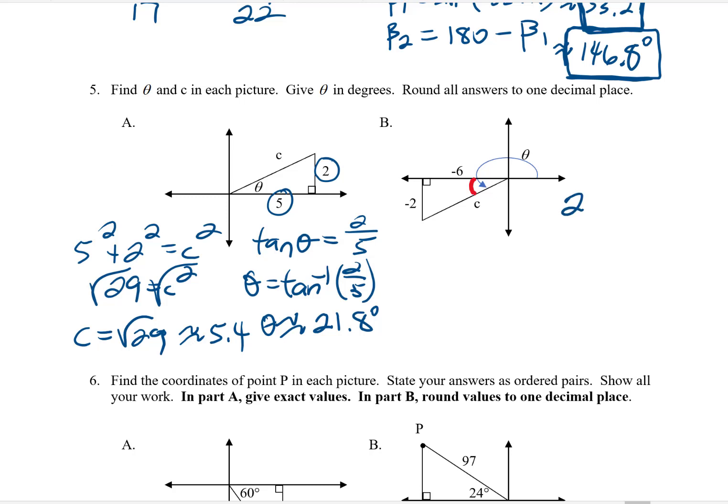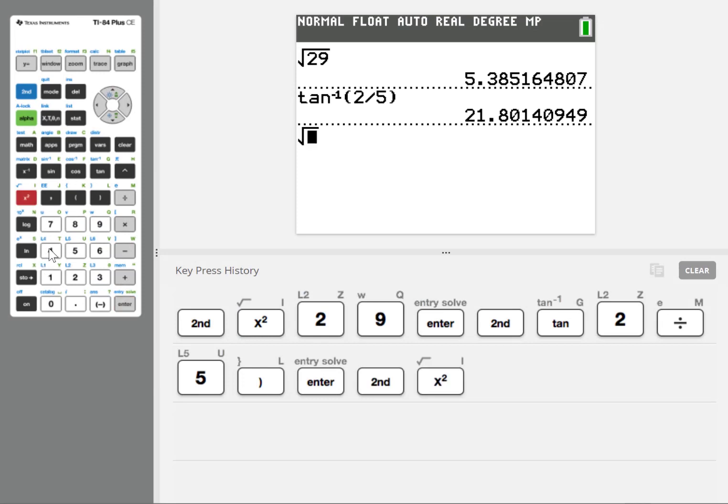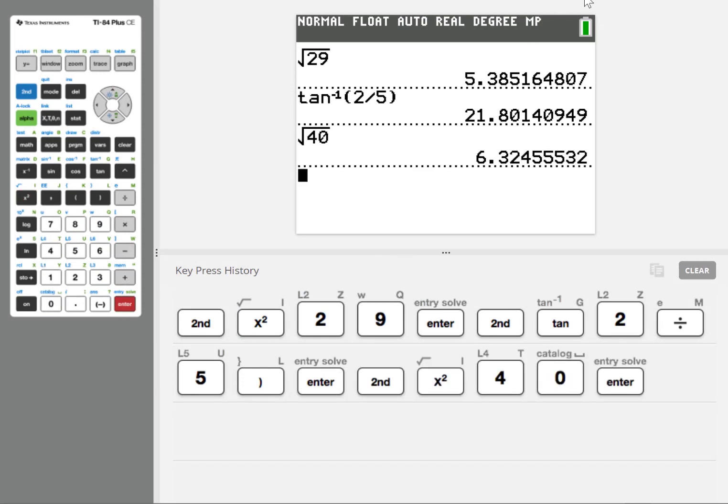That's just going to be Pythagorean. 2 squared plus 6 squared equals C squared. That's 4 plus 36 makes 40. I will do the square root. I can simplify the square root of 40, but I want a decimal, so there's no point in doing that. I'll just go to the calculator and grab the decimal from there. Square root of 40 is about 6.3.